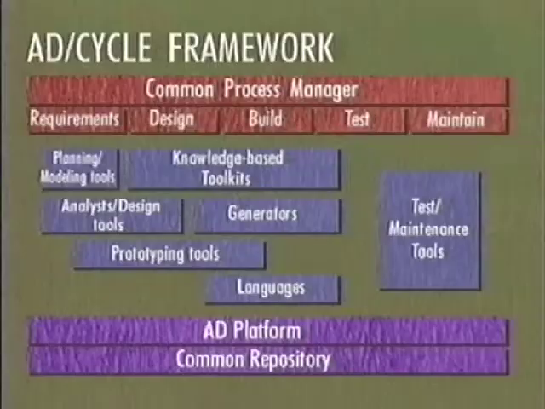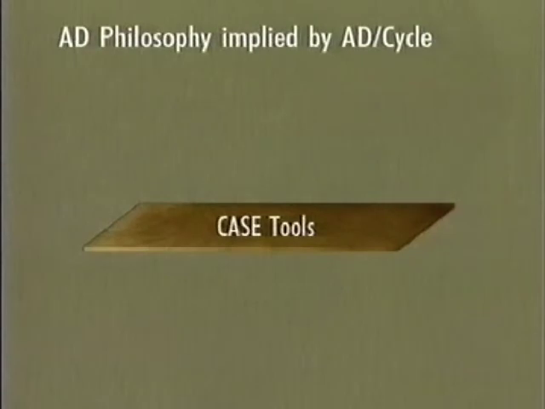However desirable AD cycle may be as a way forward for the future, it is not something you can just pick up and run with. You need an implementation strategy, and this is something which needs a bit of thinking about. As has already been said, AD cycle is not so much a set of tools, but rather a framework. That framework supports a certain philosophy of applications development, one that may not be the same as you are using today. What is this philosophy?